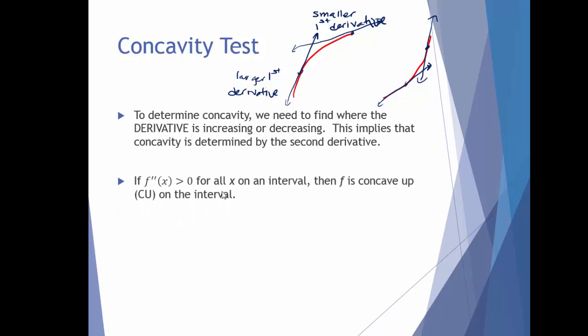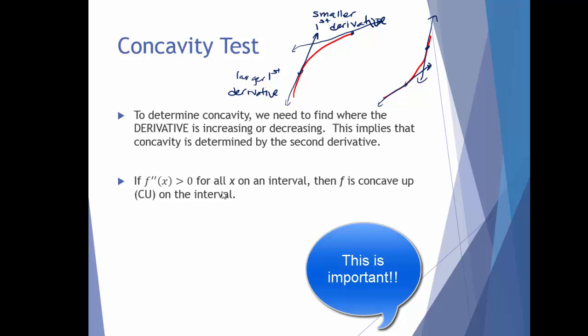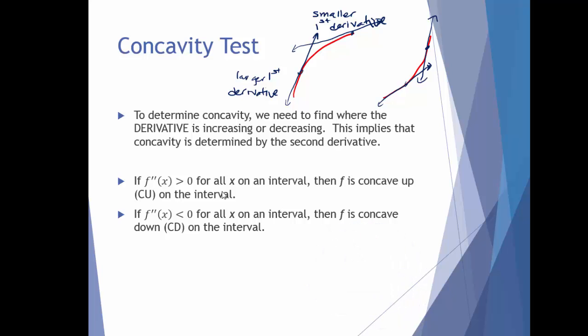So it turns out concavity is determined by a second derivative. If the second derivative of a function is greater than 0, meaning it's positive, for all x on an interval, then f is concave up on that interval. However, if your second derivative is less than 0, or negative, for all x on an interval, then f is concave down on that interval. So in order to determine where a curve f is concave up or concave down, we'll be examining its second derivative and figuring out where it's positive and where it's negative.